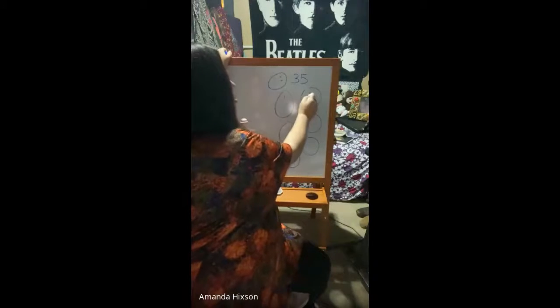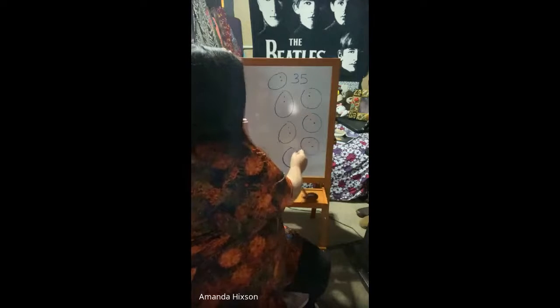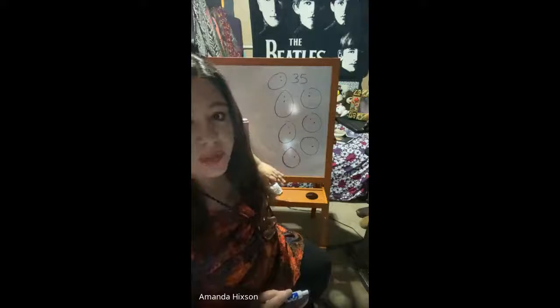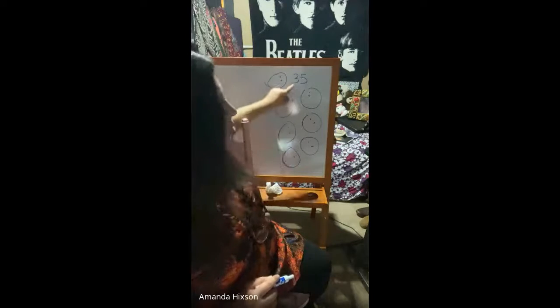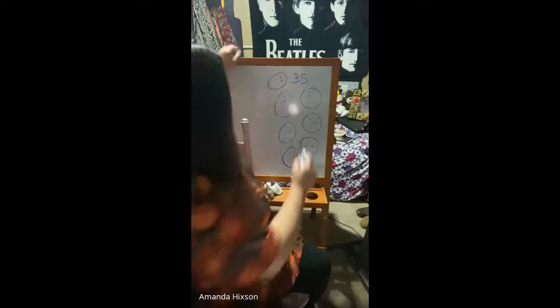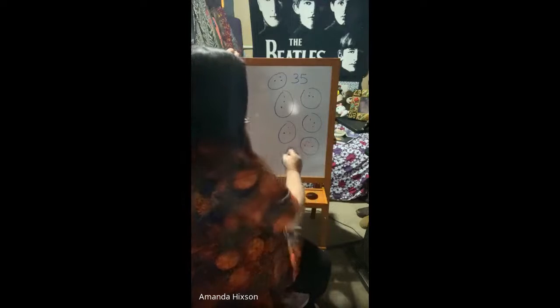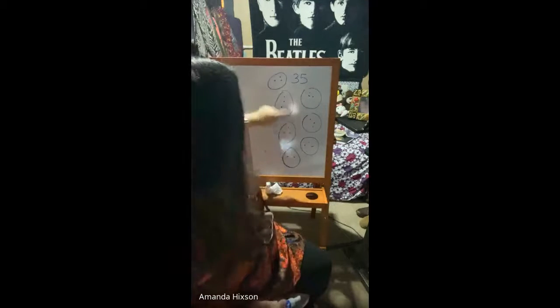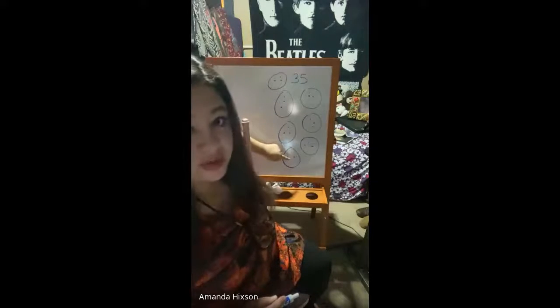Then you give 2 to each person. Now each friend has 2 muffins. And if you count all those dots, it's 14. So you still have more muffins to give out. So then you give 3 to each friend. And if you count all those dots, you come up with 21. 21 muffins you've given out.